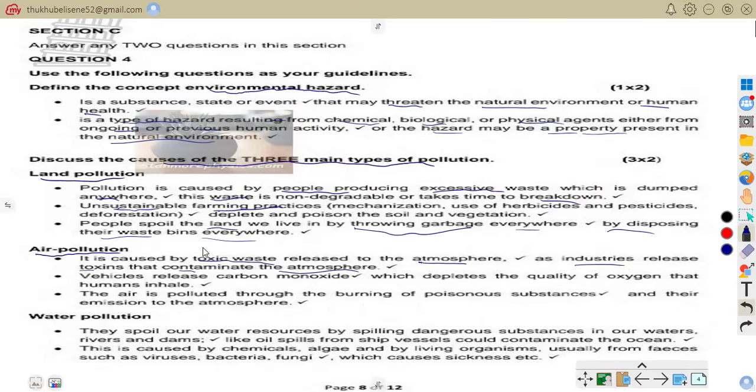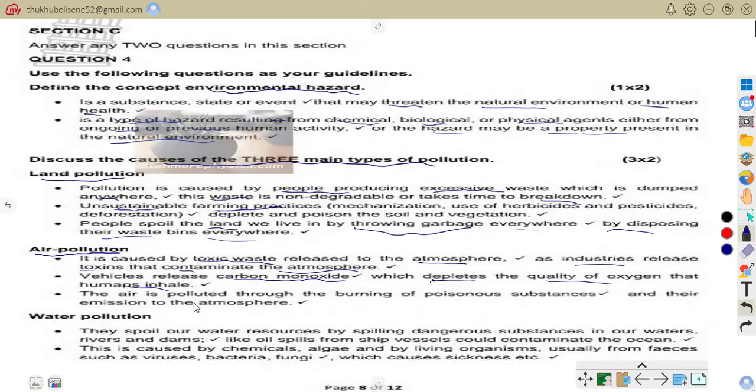So air pollution occurs when harmful gases and smoke contaminate the atmosphere. It says vehicles release carbon monoxide, which depletes the quality of oxygen that humans inhale. Industries also release toxic gases into the air.